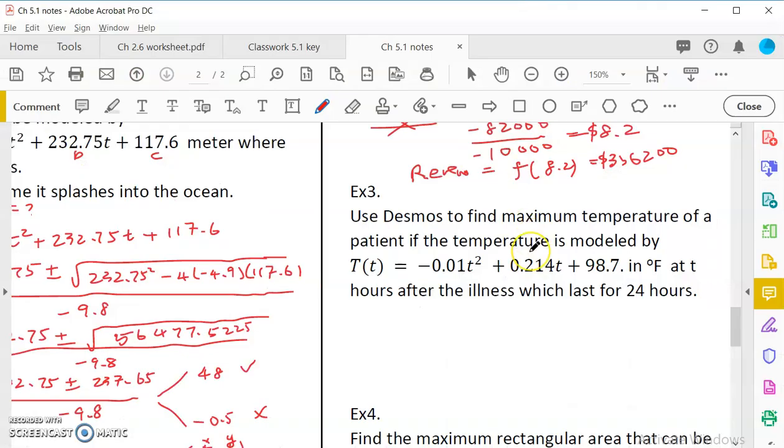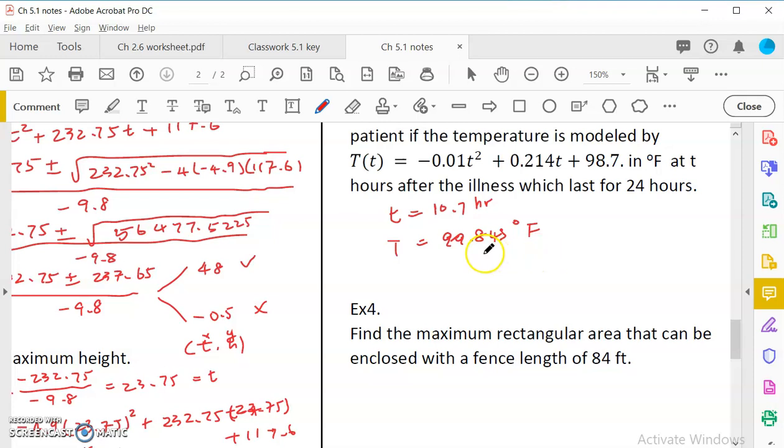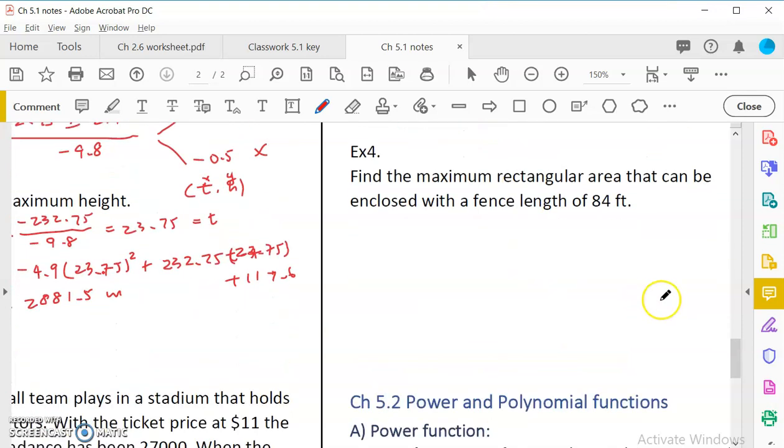So using the decimal is very easy. You don't have to do it by hand. Okay. So the time is after 10.7 hours. The highest temperature is 99.845 degrees Fahrenheit. So that's very easy. Use decimal. The most important thing is to set the settings so your y is not like in the 1,000s or just 10 units, or you can zoom in.